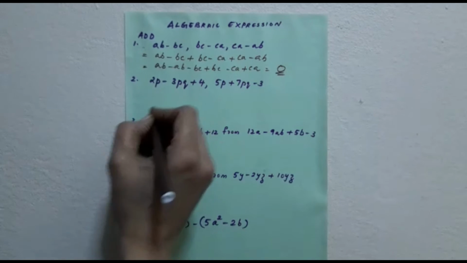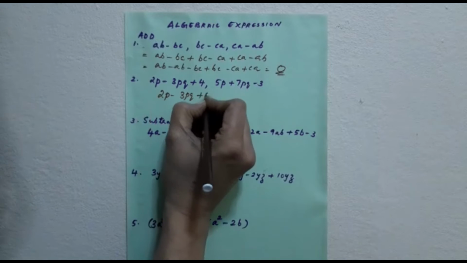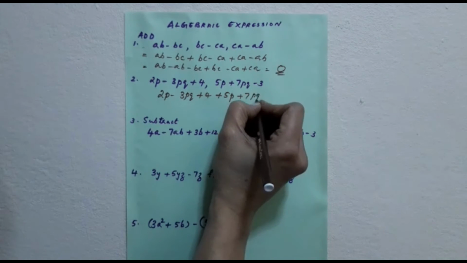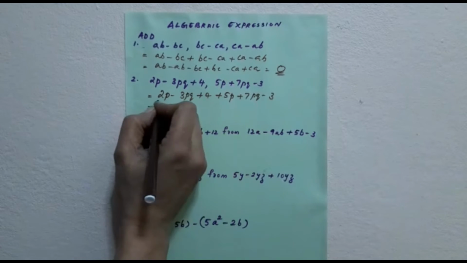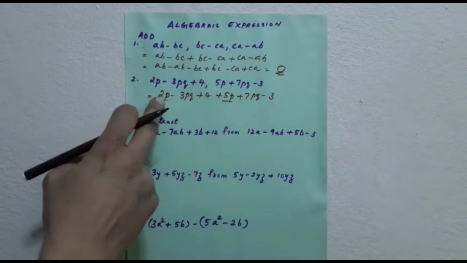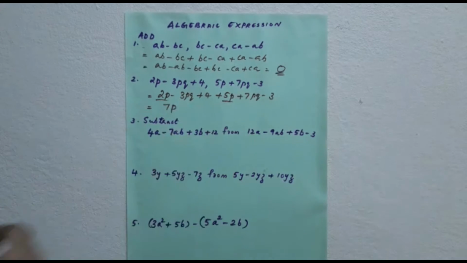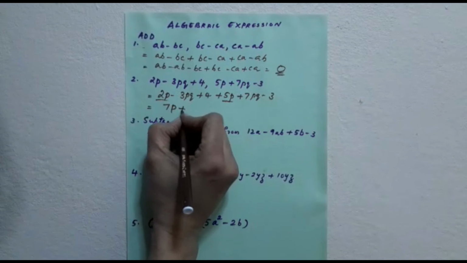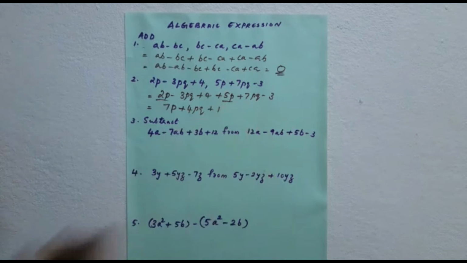The next question is 2p minus 3pq plus 4, plus 5p, because it is addition, that's why the plus sign, plus 7pq minus 3. While arranging, 2p and plus 5p are both like terms, we can add. The coefficients are plus 2 and plus 5, which becomes 7. Minus 3pq plus 7pq becomes 4pq, and plus 4 and minus 3 becomes plus 1.